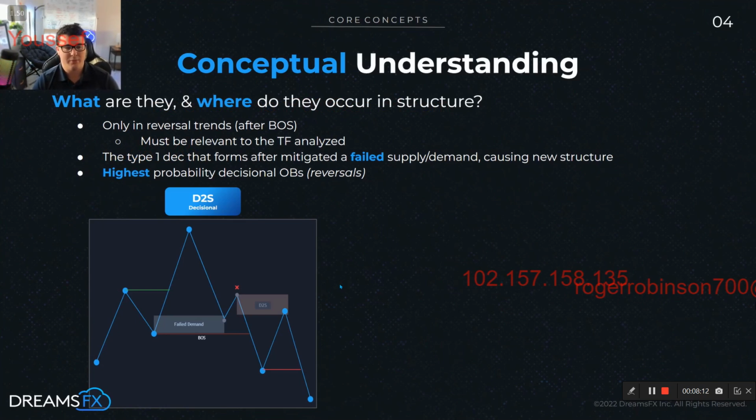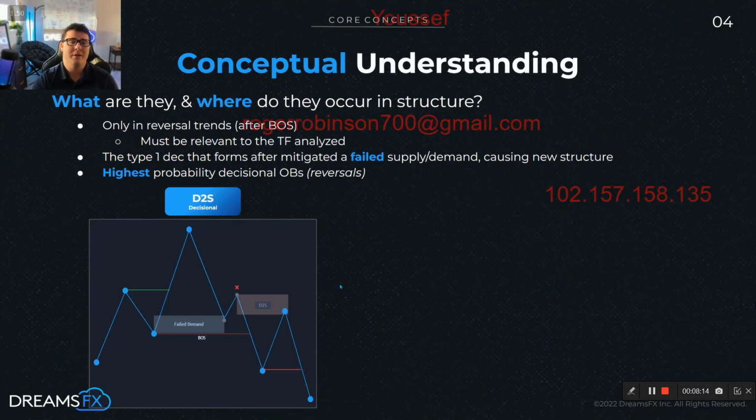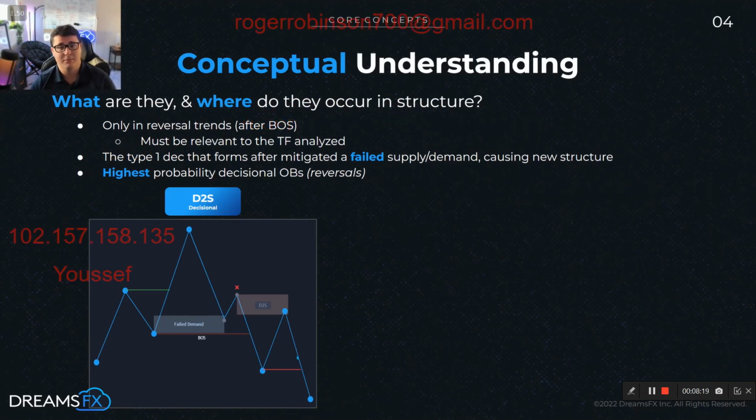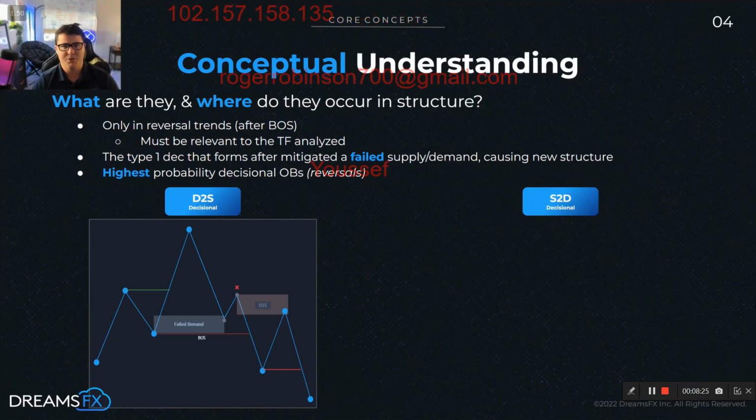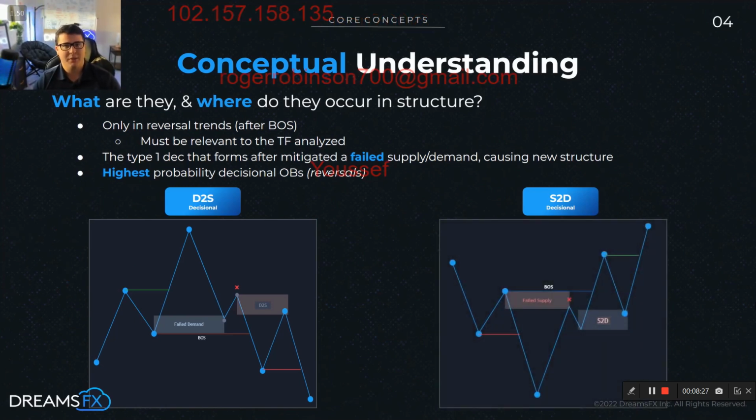Okay, so let's get into the next one, right? D2S, it was in a previous uptrend. Price then breaks bearish after mitigating a failed demand, and then price continues that new bearish structure. On the other hand, we have our S2D decisional. S2D decisional. So on the contrary, you could expect it to be inverted.